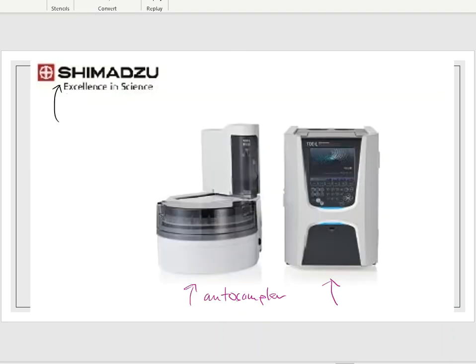So once again, this is the instrument that we're looking at. My TOC instrument is to the right-hand side, and my auto sampler is to the left-hand side.